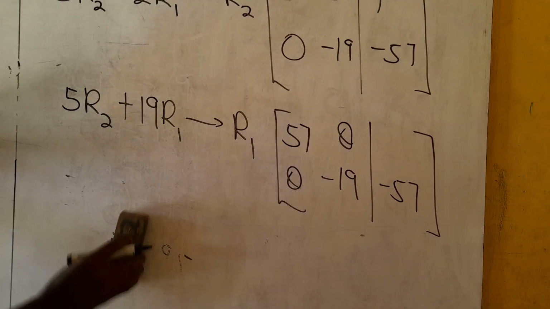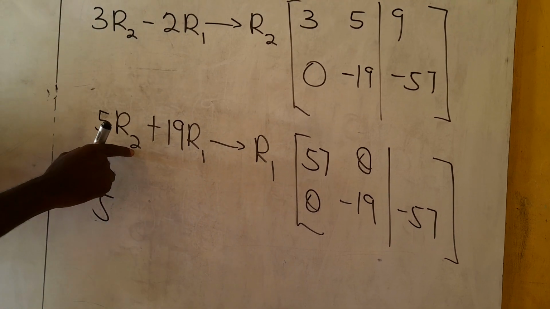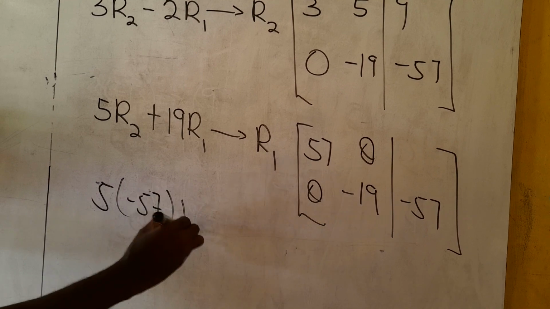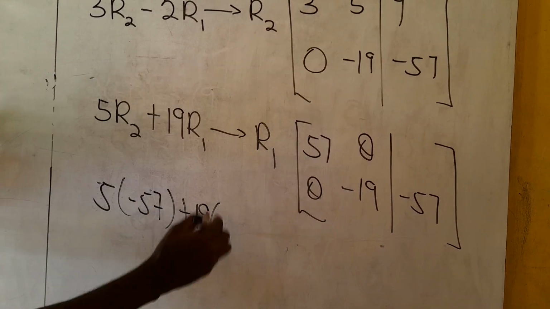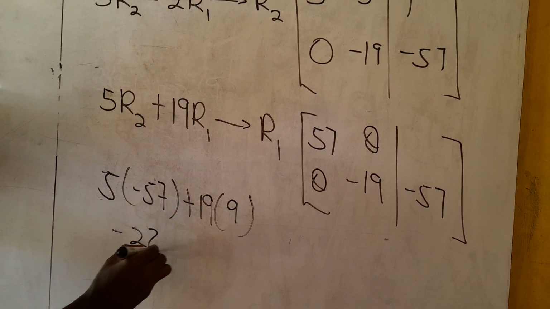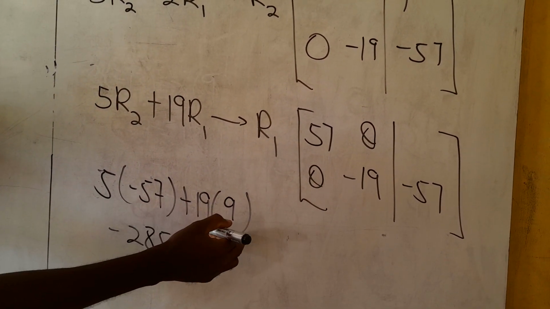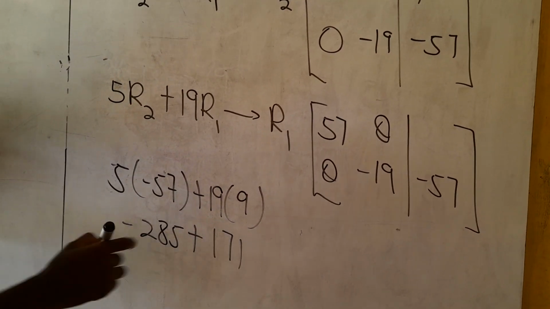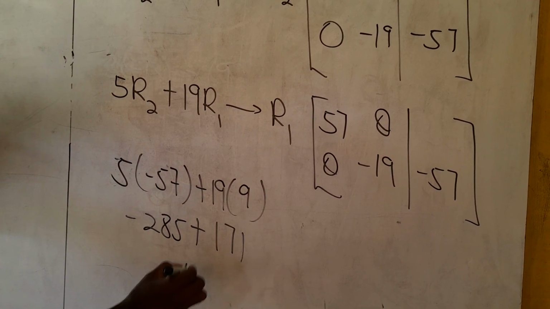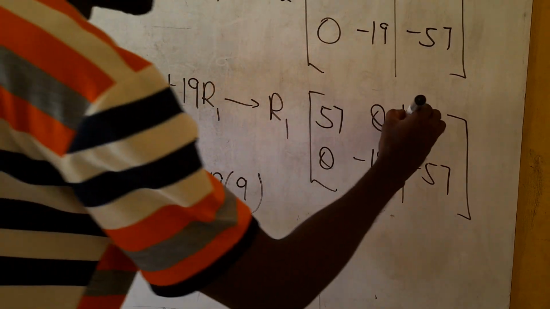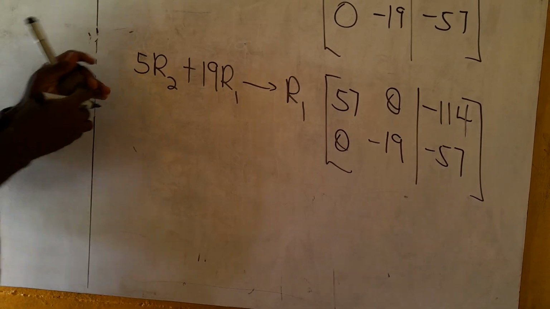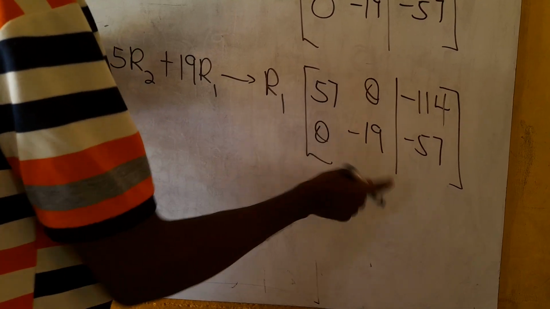Then we'll do it for this one too. Now, 5 times our R2. Our R2 is negative 57. Plus 19 times R1, 9. 5 times negative 57 will be negative 285. Plus 19 times 9 will be 171. Negative 285 plus 171 will be negative 114. So now we have succeeded in making our entry below and above the leading diagonal 0.